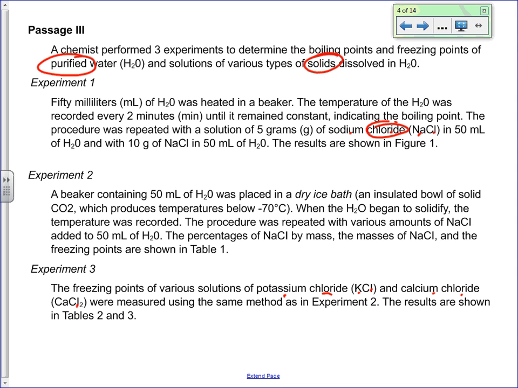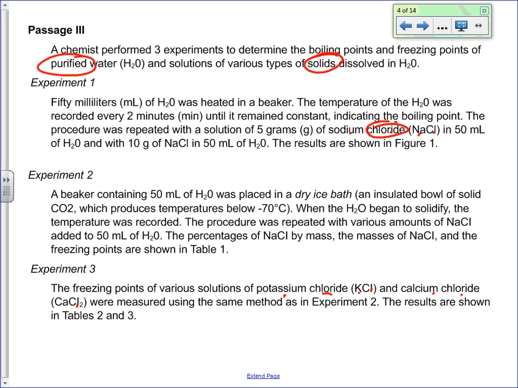Yeah, how was it measured? So they took a beaker that was full of water, and what did they do with the beaker full of water? Heated it up. And then what did they do with the water in the beaker as it was being heated? They recorded the temperature every 2 minutes. Good. They recorded the temperature every 2 minutes.